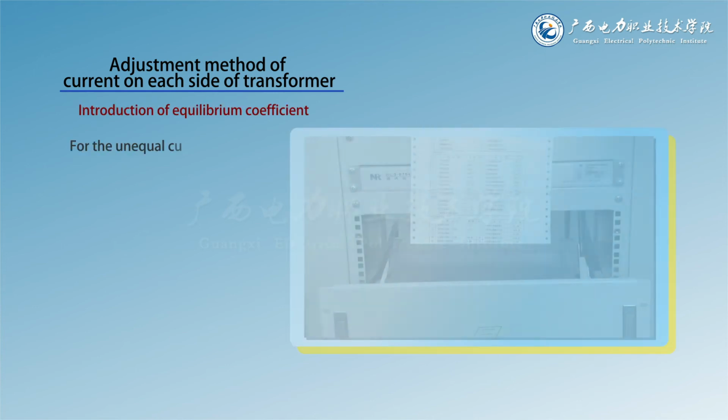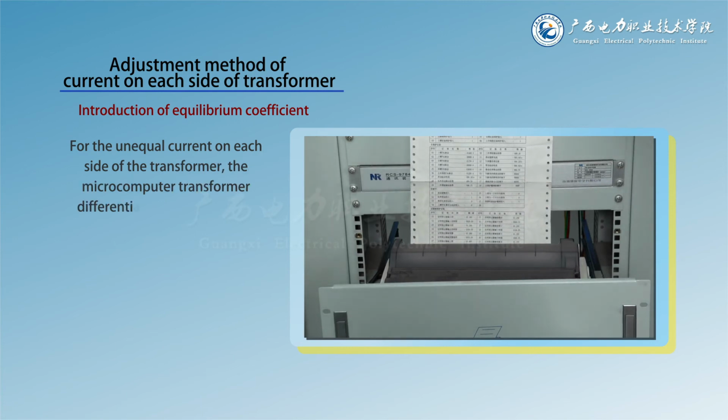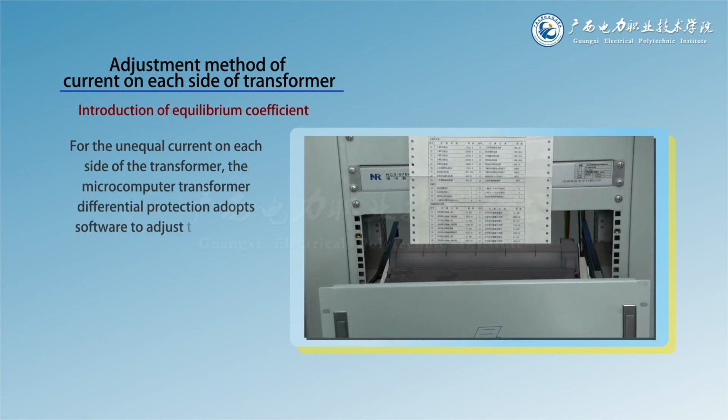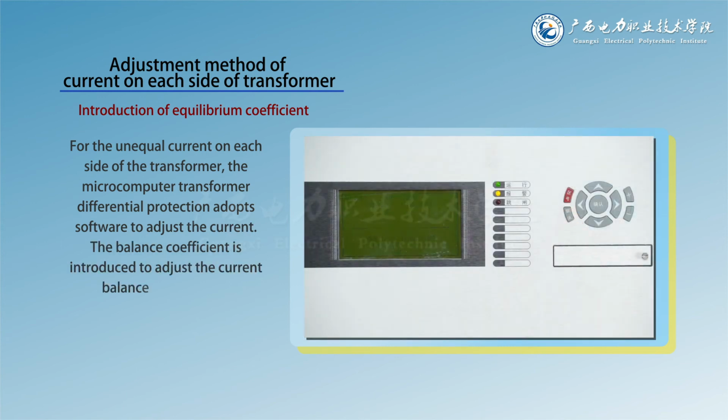For the unequal current on each side of the transformer, the microcomputer transformer differential protection adopts software to adjust the current. The balance coefficient is introduced to adjust the current balance on each side.